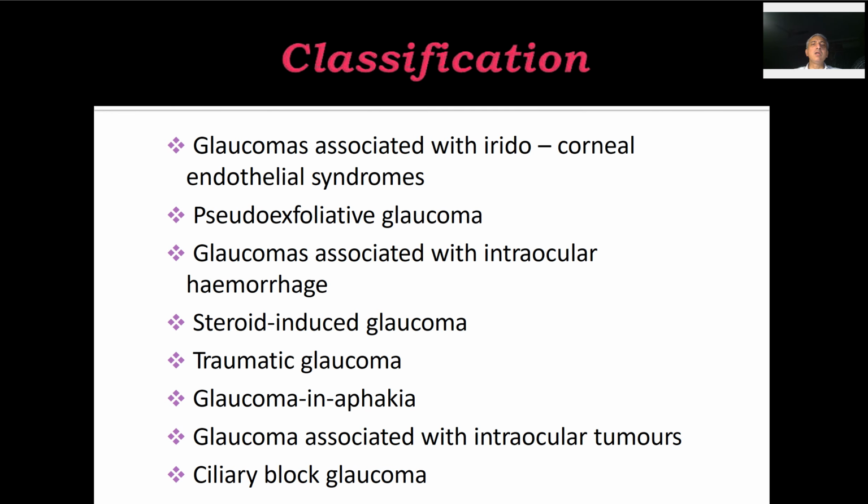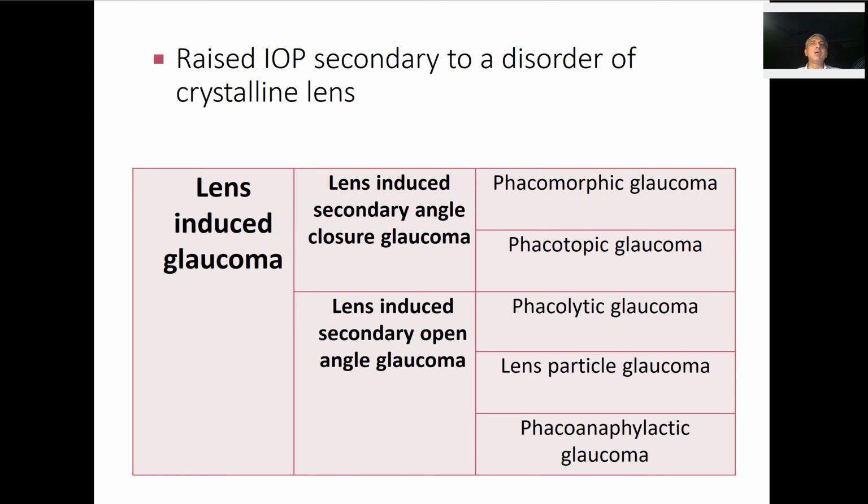We have steroid-induced glaucoma, traumatic glaucoma, glaucoma in aphakia, glaucoma associated with intraocular tumors, and ciliary block glaucoma. So that is a broad classification. So there are a lot of secondary glaucomas, which will be interconnected with different topics in ophthalmology, but we'll go through each of them and try to make things clear for you.